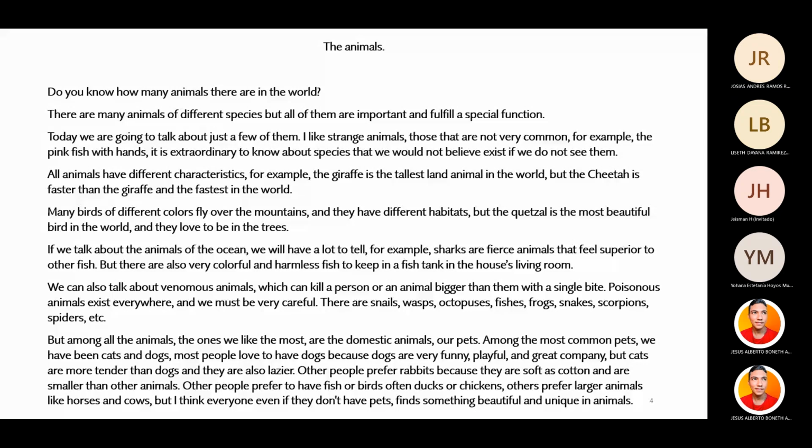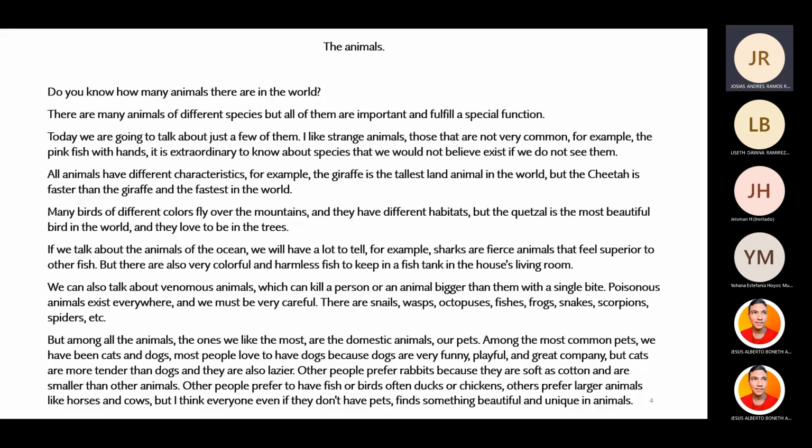All animals have different characteristics. For example, the giraffe is the tallest land animal in the world, but the cheetah is faster than the giraffe and the fastest in the world. Many birds of different colors fly over the mountains, and they have different habitats, but the quetzal is the most beautiful bird in the world, and they love to be in the trees. If we talk about the animals of the ocean, we will have a lot to tell. For example, sharks are fish animals that feel superior to other fish.